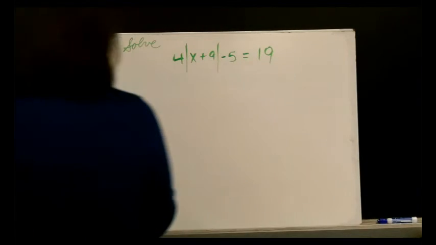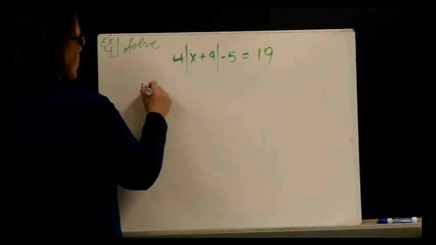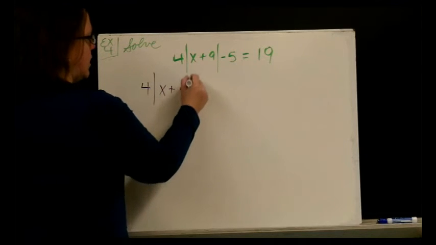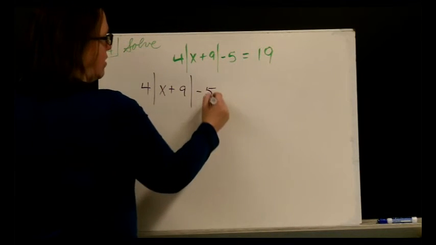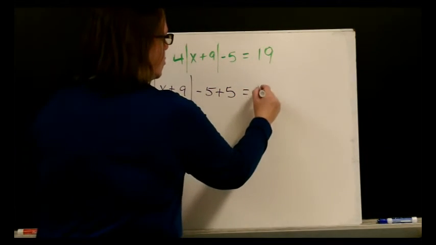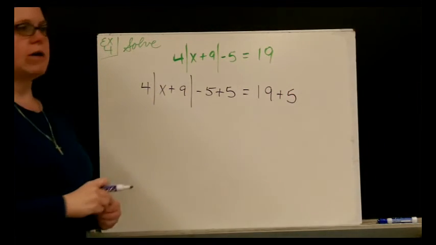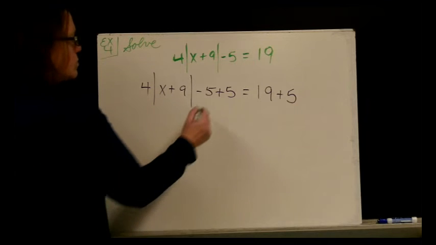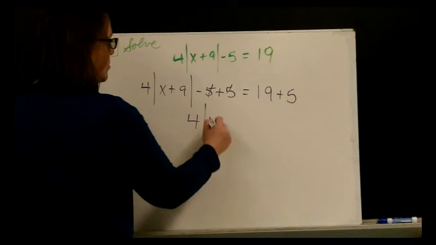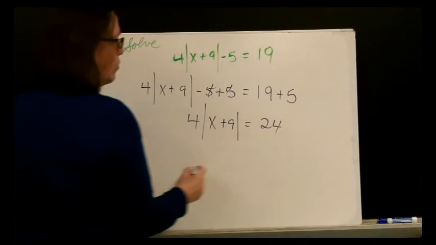So, as you can guess, we are going to start by negating that constant. What that means is we have 4 times the absolute value of x plus 9 minus 5, and then we're going to put a positive 5 with it. And because it's an equation, we have to change both sides equally. So here I am putting my positive 5 with a positive 19. These cancel each other out, and we're left with 4 times the absolute value of x plus 9 equals 24.